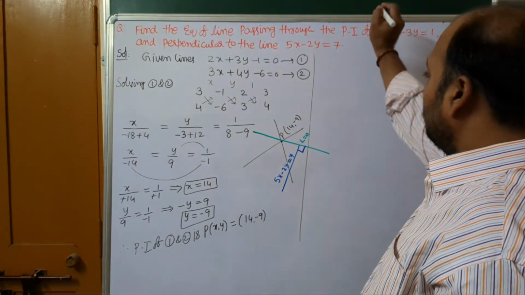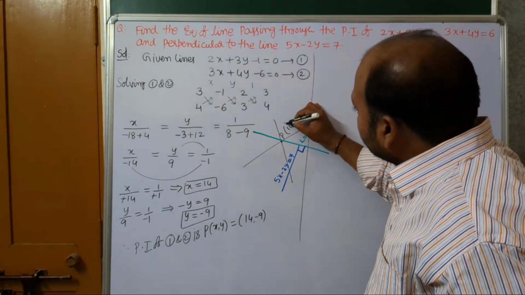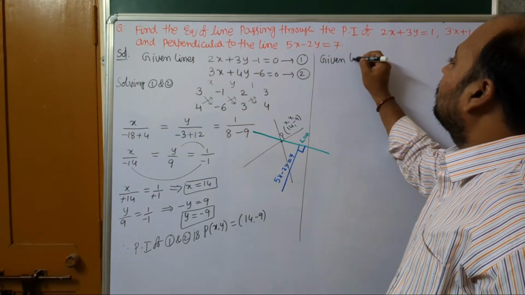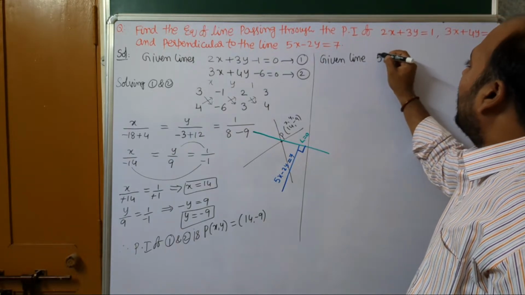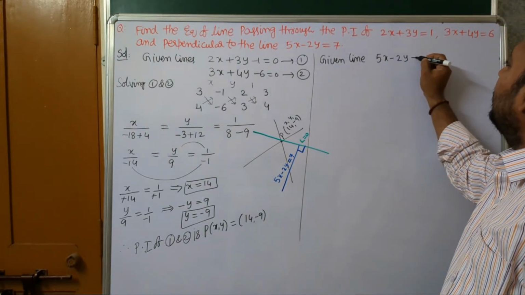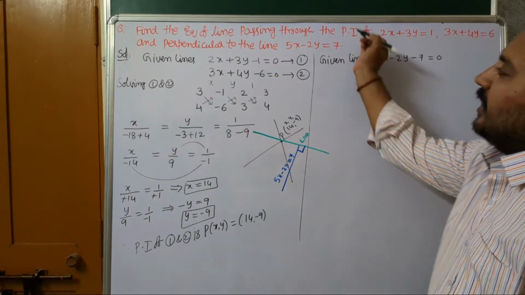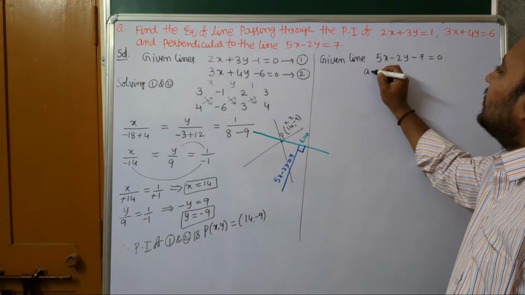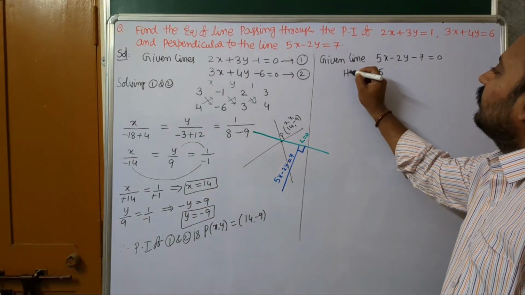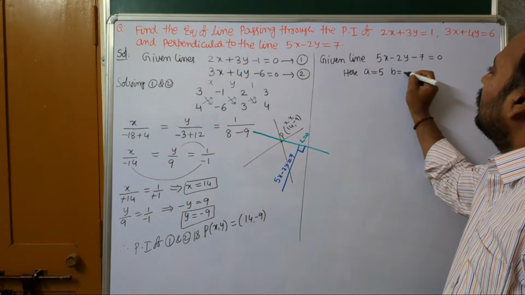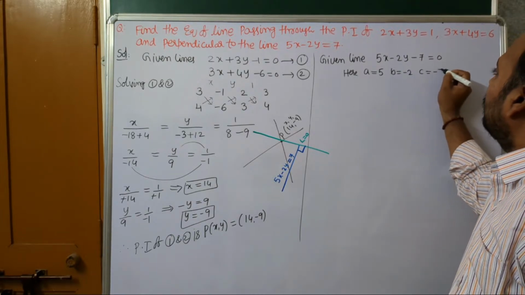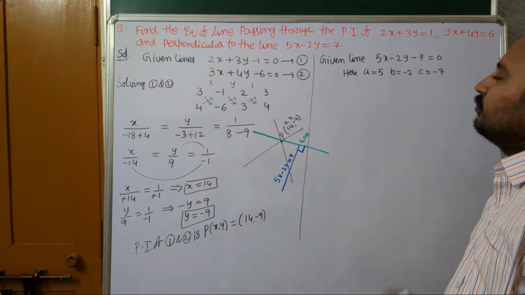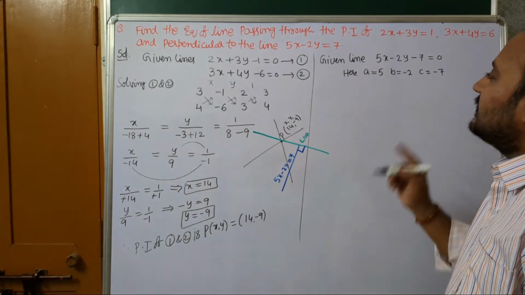So this is x1, y1, now I am assuming. Given line 5x minus 2y minus 7 equal to 0, 7 I am taking to this side. Compare with ax plus by plus c. Here a is equal to 5, b is equal to minus 2 and c is equal to minus 7. Are you all getting the a, b and c values? Okay.